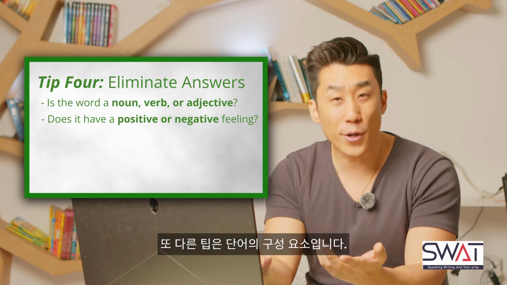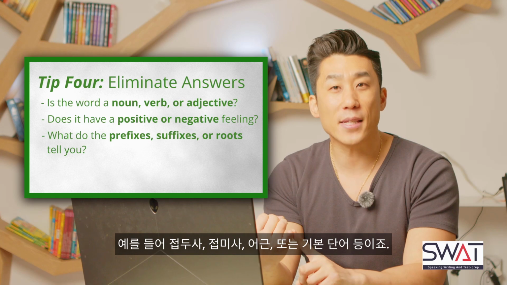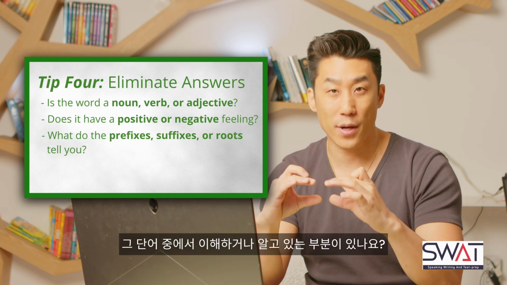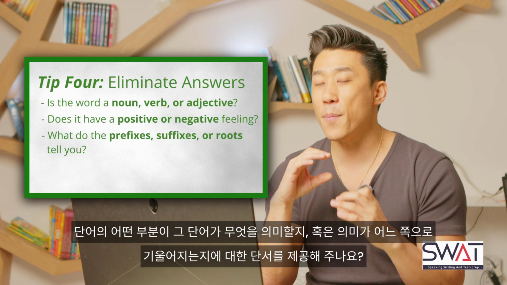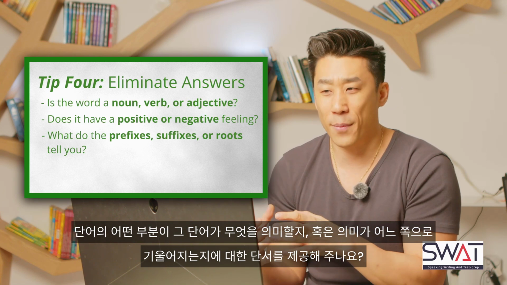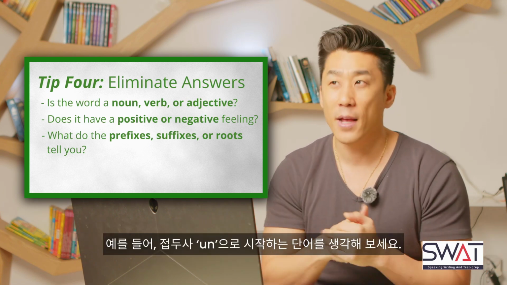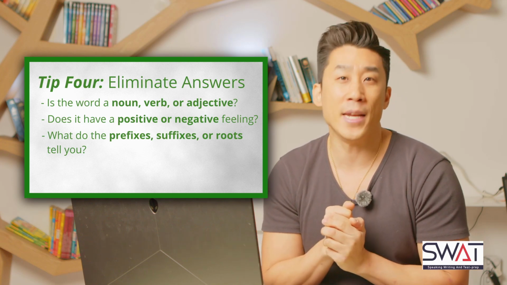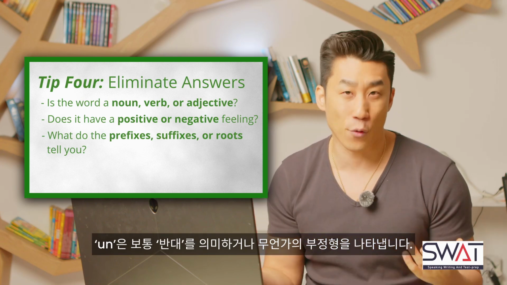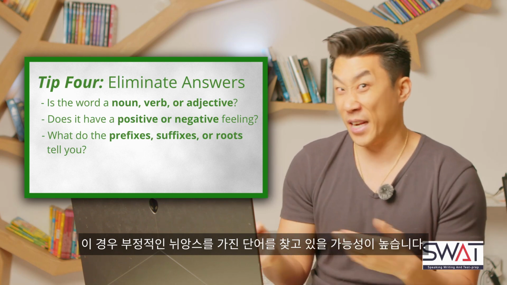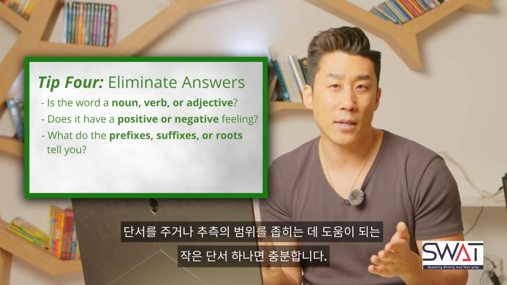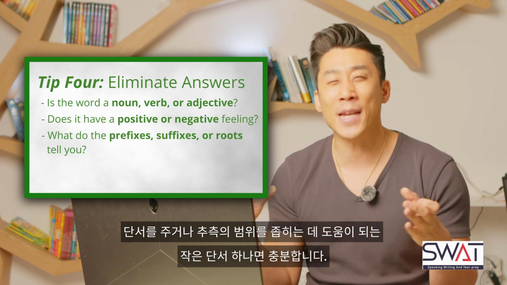Another tip, word parts. For example, prefixes, suffixes, roots, or base words. Is there any part of the word that you understand or know? Is there any part of the word that gives you a clue as to what it might mean or what the meaning sort of leans towards? For example, if it starts with the prefix un, un usually means in reverse or not, the negative form of something. You might be looking for a word with a negative connotation, not all the time, but it's just something that gives you a lead, something that gives you a clue, something that helps narrow down your guesses.